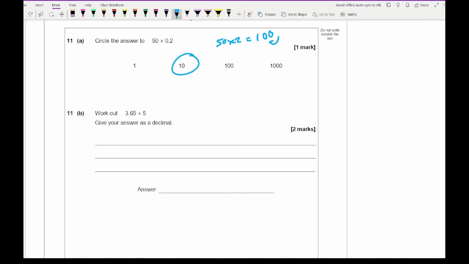Then for B, it says work out 3.65 divided by 5 and give your answer as a decimal. So again, I'm going to have 5, and here I'm writing 3.65. And then we just do the calculation. So this is going to be 7, and that's going to be 3. So the answer then is 0.73.